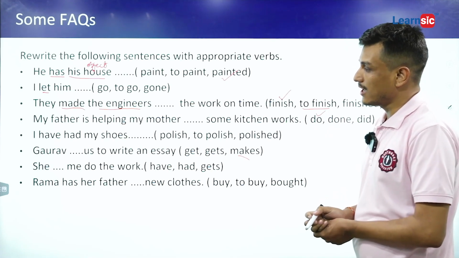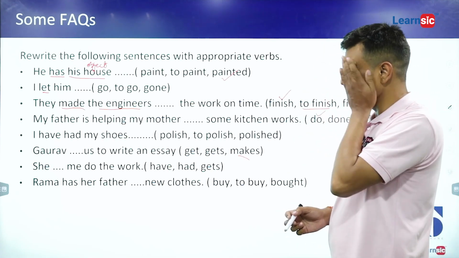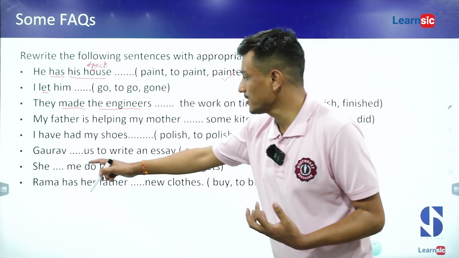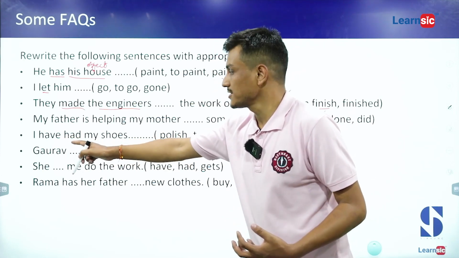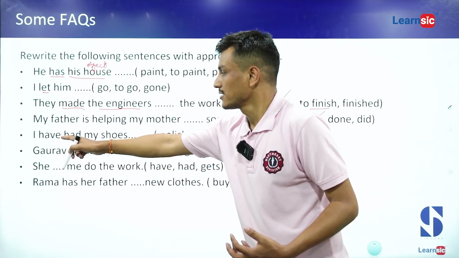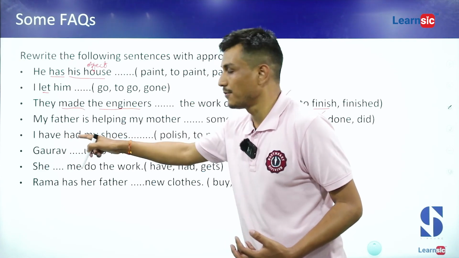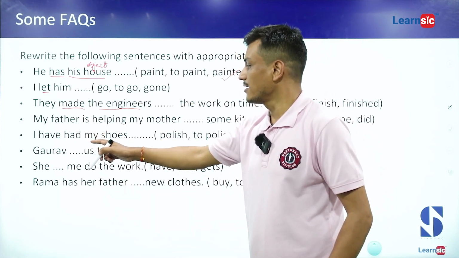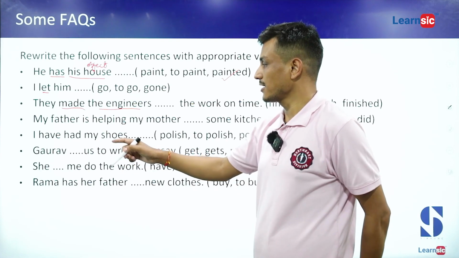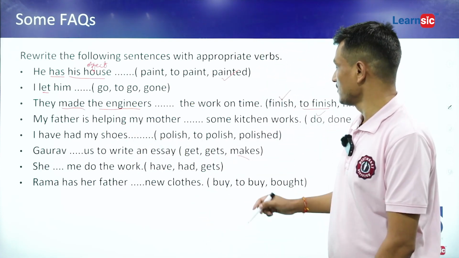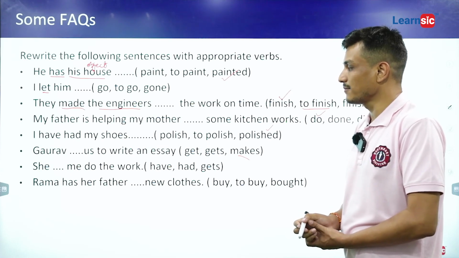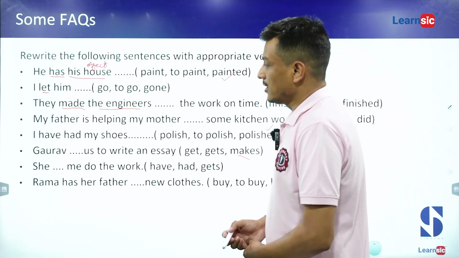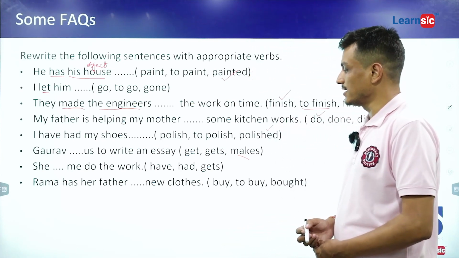Next. I have had my shoes polished. Whatever is here, you see, this is an auxiliary verb. I have had, you should understand they are have verbs. I have had my shoes. My shoes is the object. Have plus object, then you should go for past participle. I have had my shoes polished. That's the right answer.